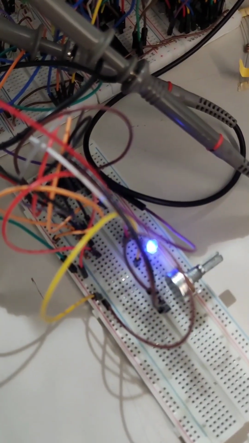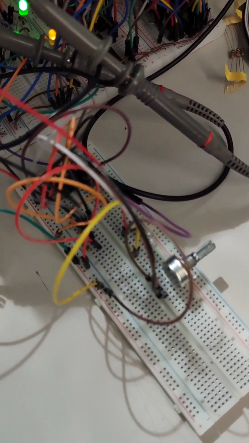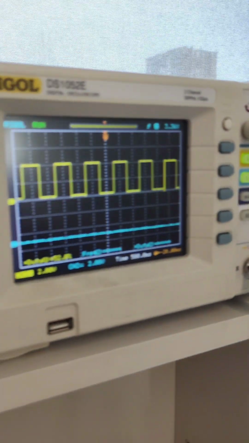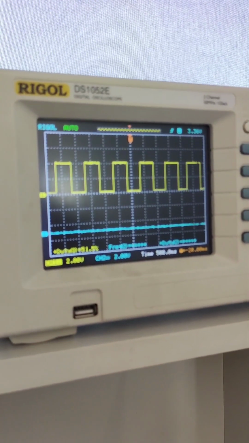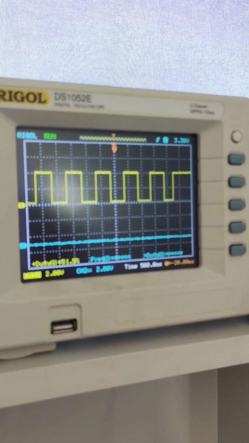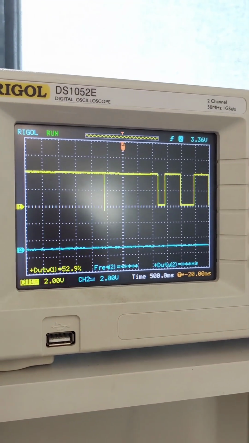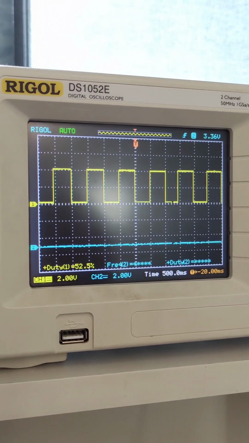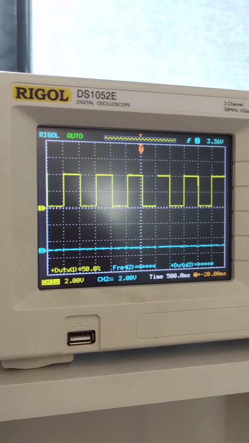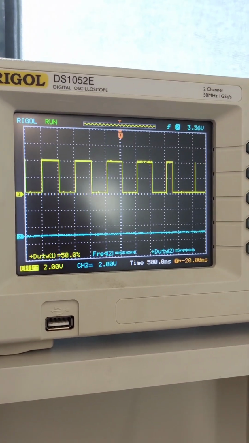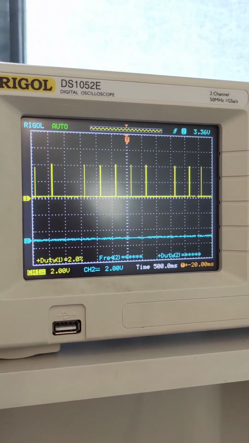Now let's see this situation on the oscilloscope. Right now we see the duty cycle change on the screen as the potentiometer is changed. When I change the potentiometer, the duty cycle also changes, as you can see on the display.